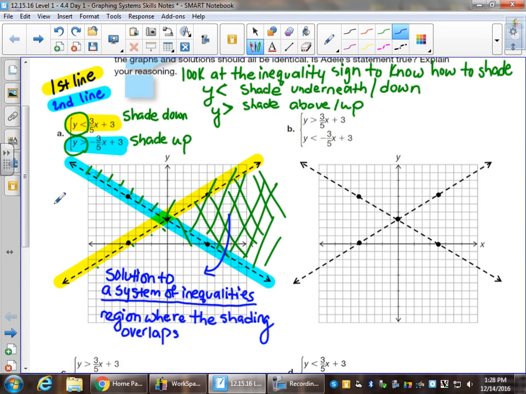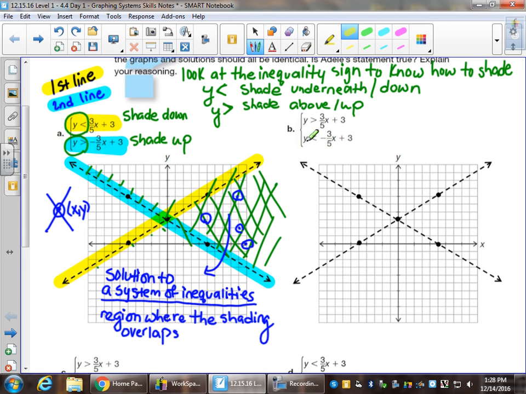This is a lot different than when we were solving systems of equations, because for a system, you were just looking for the point of intersection. That single value was a solution. With systems of inequalities, we have an entire shaded region. Any ordered pair in this area would count as a solution. With this in mind, let's work on B.